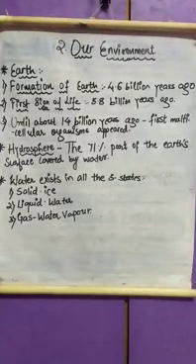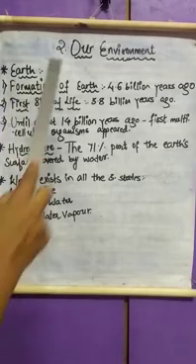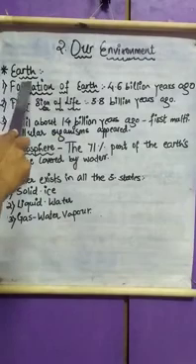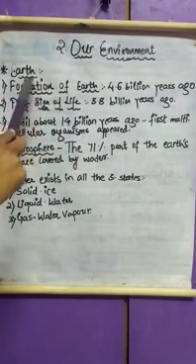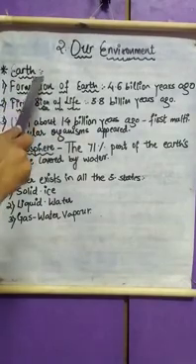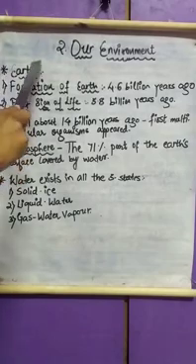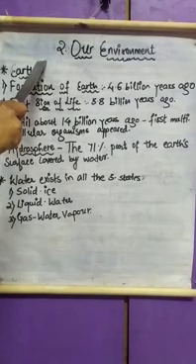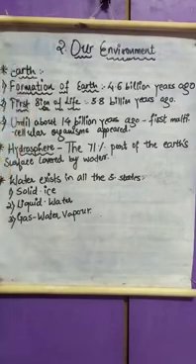Hello students. So we are discussing our topic, that is our environment, and we have seen how Earth has been a unique planet among all the planets, isn't it? So why is Earth called a unique planet in the solar system? Because it is the only planet that supports life. So what makes Earth exhibit this feature?